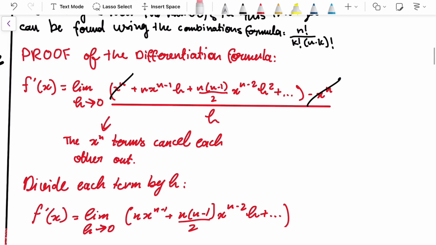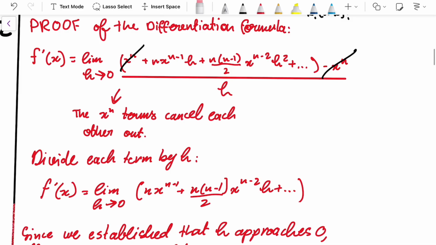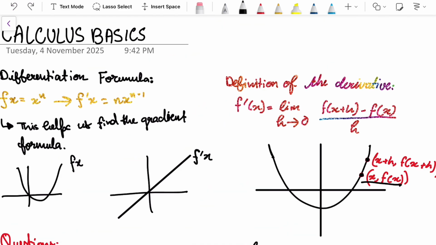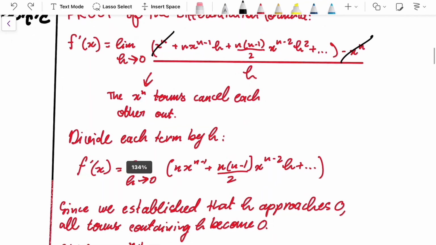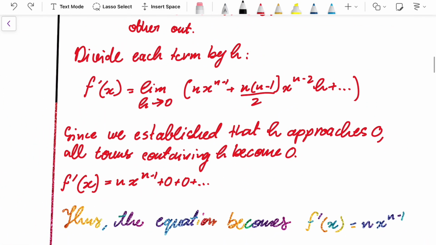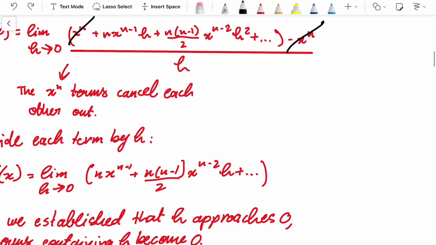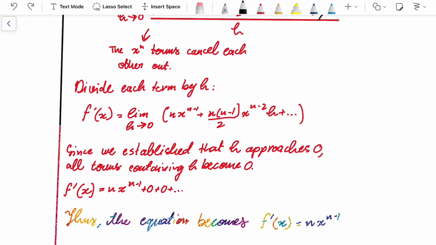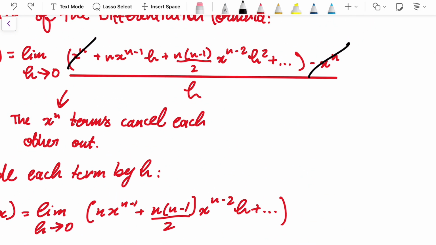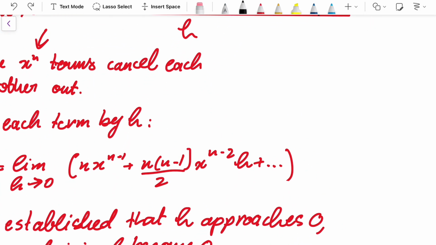So when we do that, we remove this h essentially. That's why we've got n x to the n minus 1 at the beginning. Where were we? Okay, cool. Now we're going to keep going, dot dot dot. Since the next h term is h squared, it becomes just h.